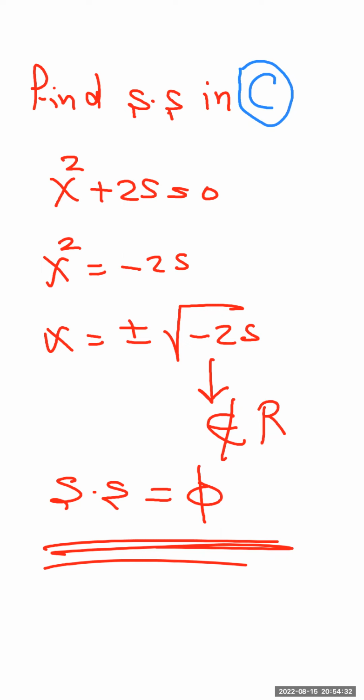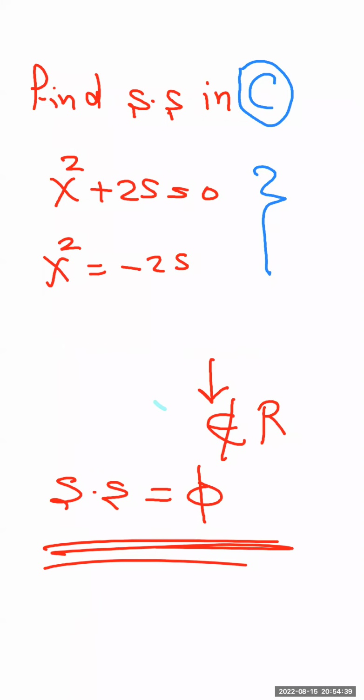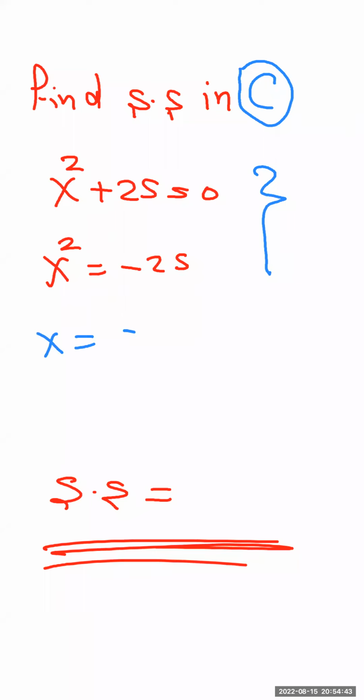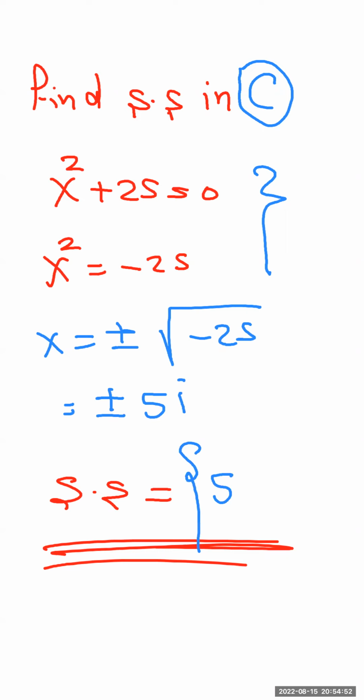The steps of solving the equation would be the same till here, but here I have to change this. Now continue. x will equal positive or negative square root of -25, which means positive or negative 5i. So the solution set will equal 5i and -5i. Okay, clear? Yes, clear.